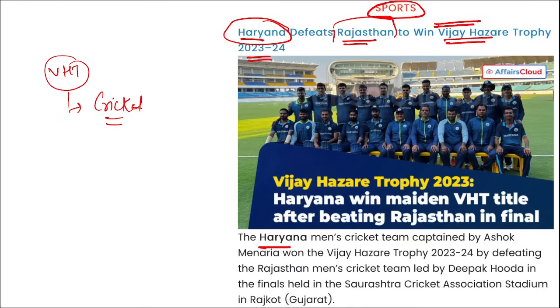Right here you can see Haryana's men's team, captained by Ashok Manaria, won the Vijay Hazare Trophy by defeating Rajasthan's men's cricket team led by Deepak Hooda in the finals held in Saurashtra Cricket Association Stadium in Rajkot, Gujarat. And this marks the first ever Vijay Hazare Trophy win for the Haryana team, which beat Rajasthan's team by 30 runs in the final.